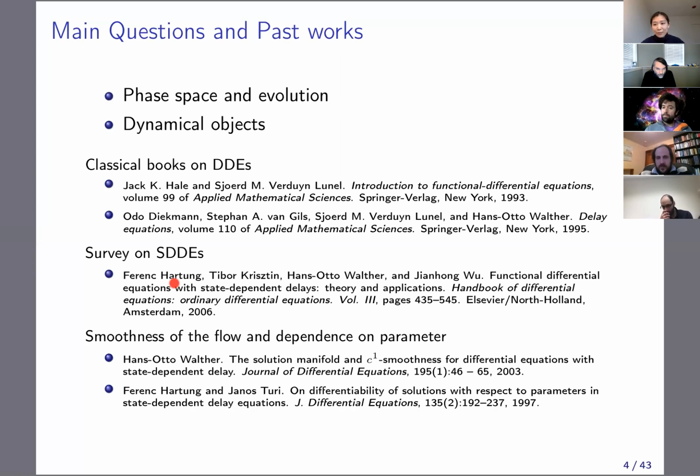C1 functions defined on the interval [-h, 0]. In Walther's paper, he considered a submanifold in the space of C1 functions on [-h, 0], and then he proved that the semiflow is C1. There are other works about differentiability of solutions with respect to parameters by Hartung and Turi. It seems there are no results on high regularity or smooth dependence on parameters.